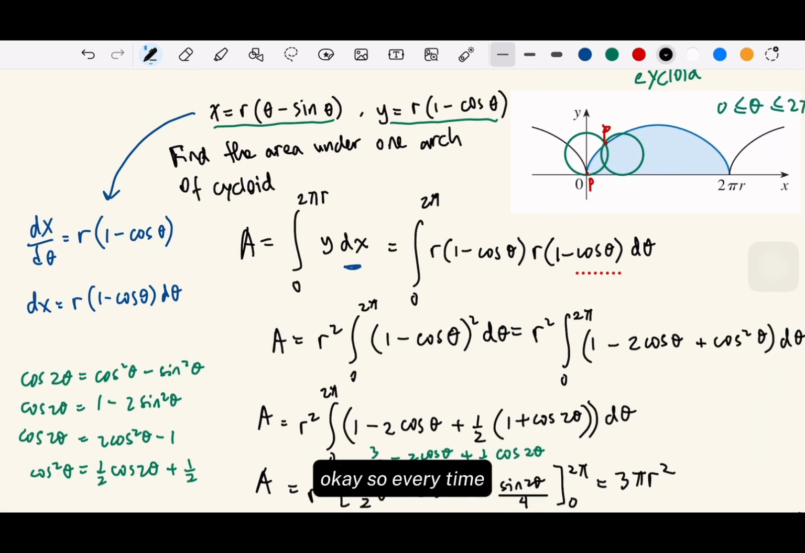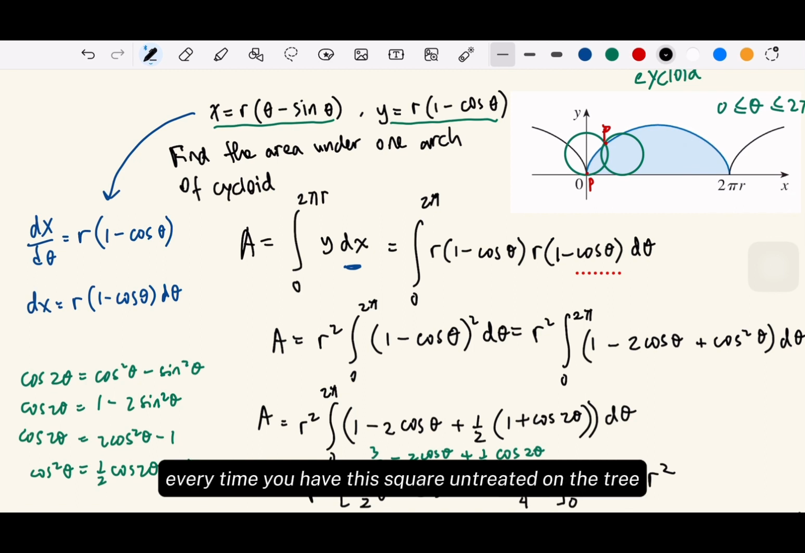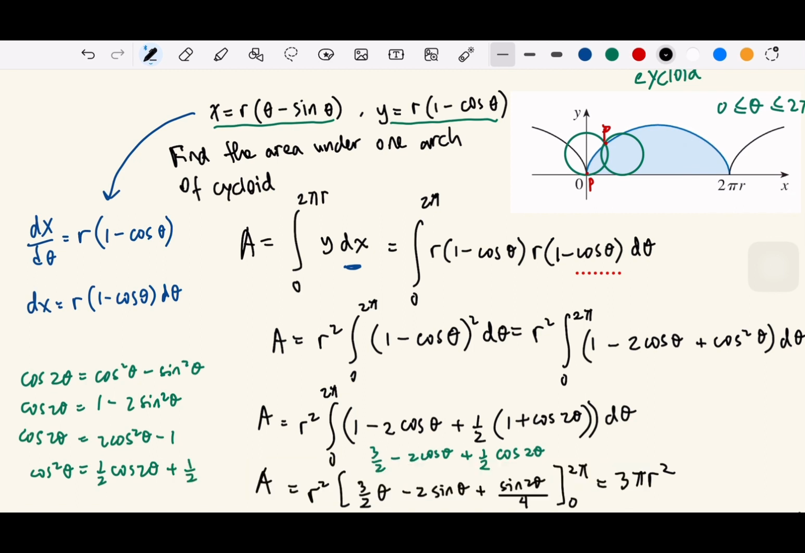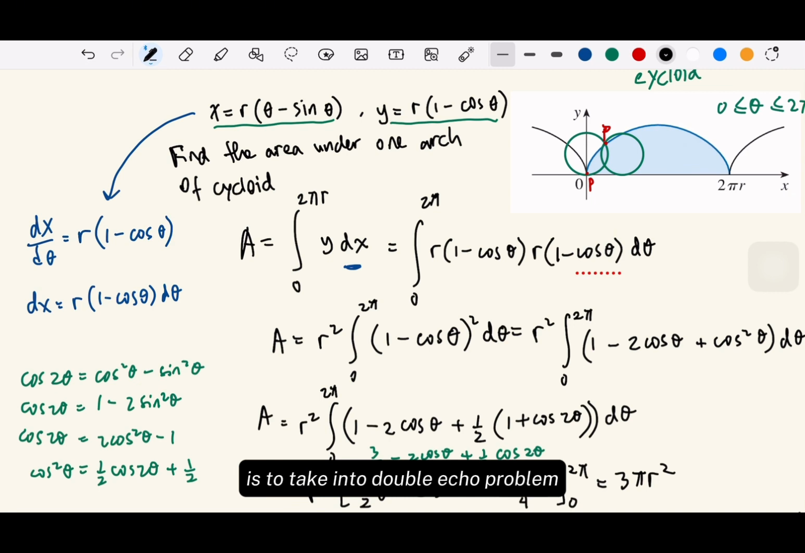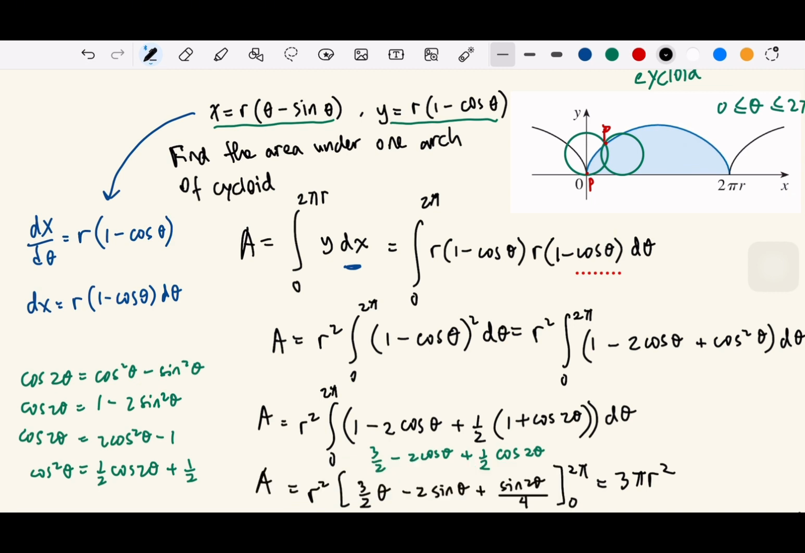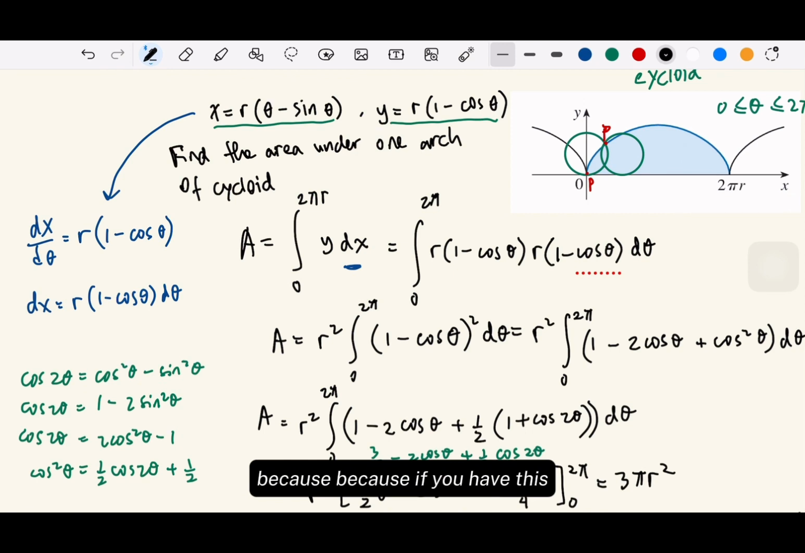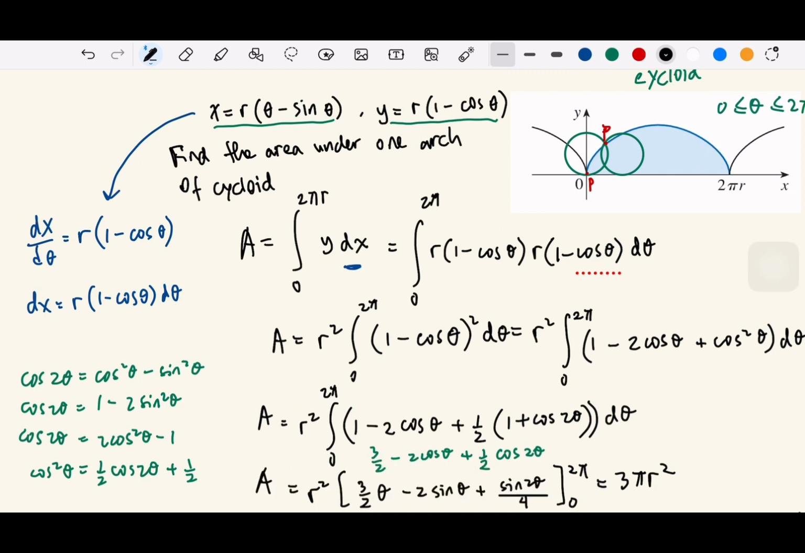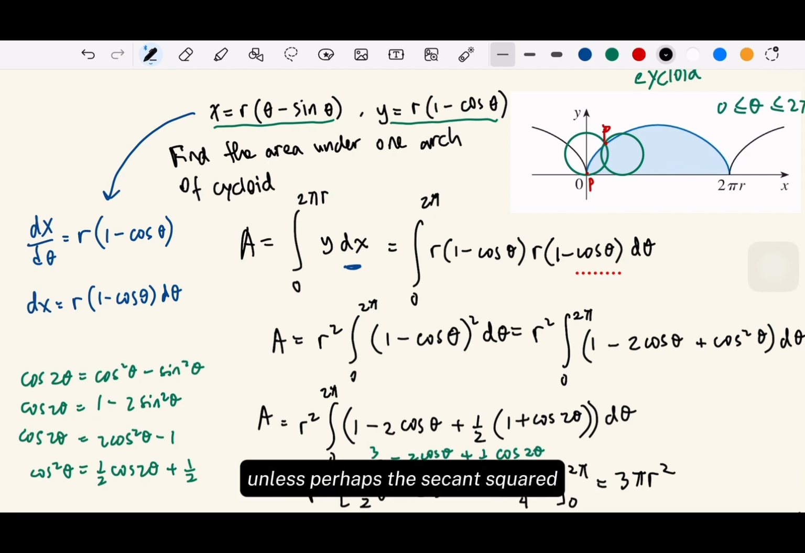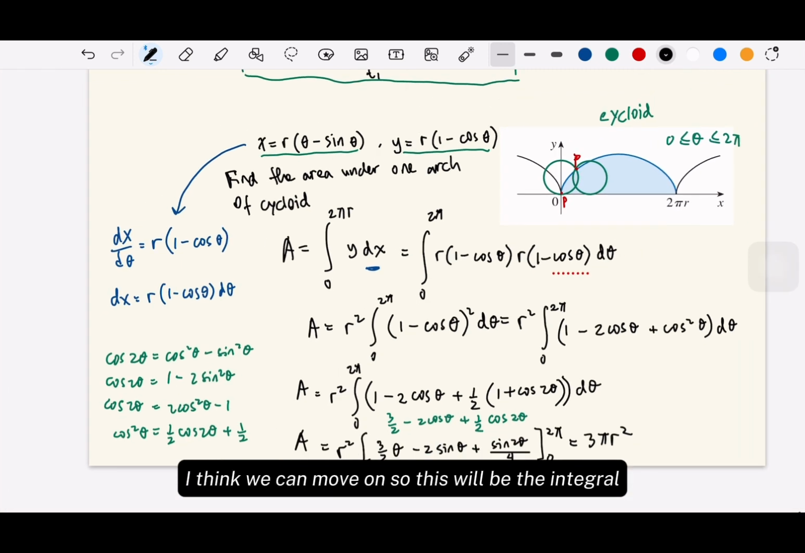Okay. Every time you have a square in trigonometry, I think the best way to simplify the problem is to convert it into the double angle formula. Because the square of a trigonometric form is not easy to integrate, unless perhaps secant squared, which can be integrated to tangent. Right.